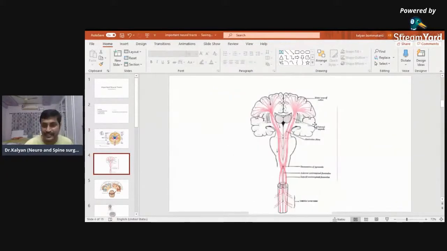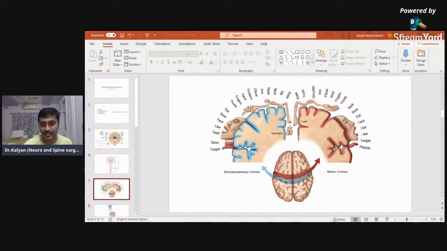So here is the same picture in a simplified way. This is the motor cortex. These are the corona radiata, the two fan-shaped structures. These small, highly condensed fibers are present in between the basal ganglia. This is the thalamus, and these are the basal ganglia. So this is the internal capsule. Now it enters through the cerebral peduncles, that is in the midbrain, into the brainstem, and then into the spinal cord.